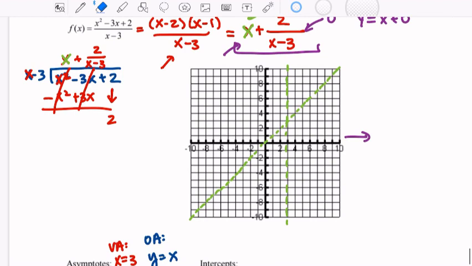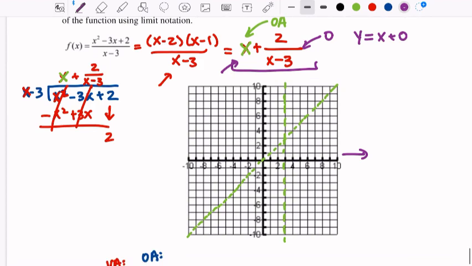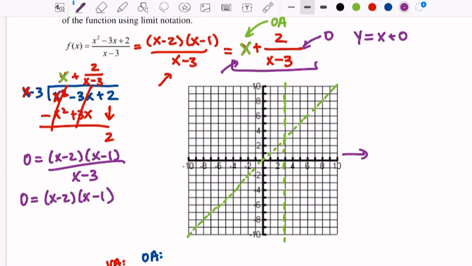Okay, we're going to keep graphing this. Next up, we're going to find some intercepts. So the intercepts are our x and our y intercepts. X intercepts are going to come from where that numerator is equal to 0, or where our function is equal to 0. So 0 equals x minus 2, x minus 1 over x minus 3. Multiplying over that x minus 3 would just leave me with 0 equals x minus 2 times x minus 1. And so we have 2 zeros at x equals 2 and x equals 1.